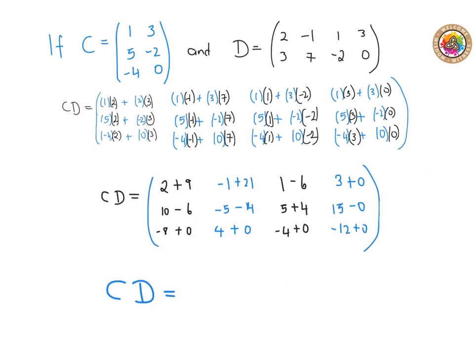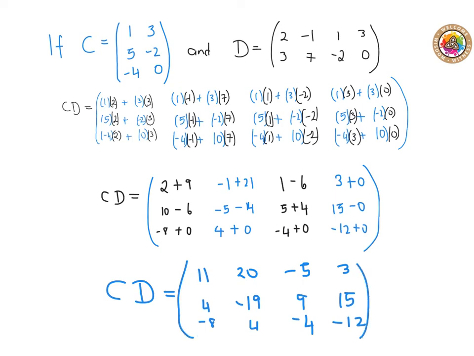So just to tidy it up, 2 plus 9, well, that's 11. 10 minus 6 is 4 and minus 8. Minus 1 plus 21, well, that's 20. Minus 5 minus 14 is minus 19, and 4 plus 0 is 4. 1 minus 6, well, that's minus 5. 5 plus 4 is 9, and minus 4 plus 0 is minus 4. And then in my last column, I have 3, I have 15, and I have minus 12. I close my matrix, and that's my answer.